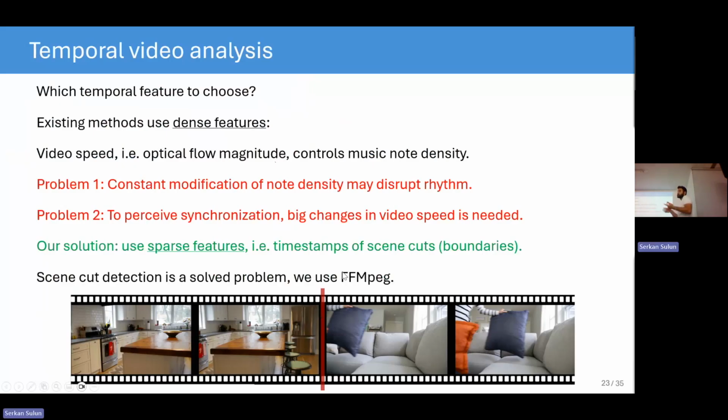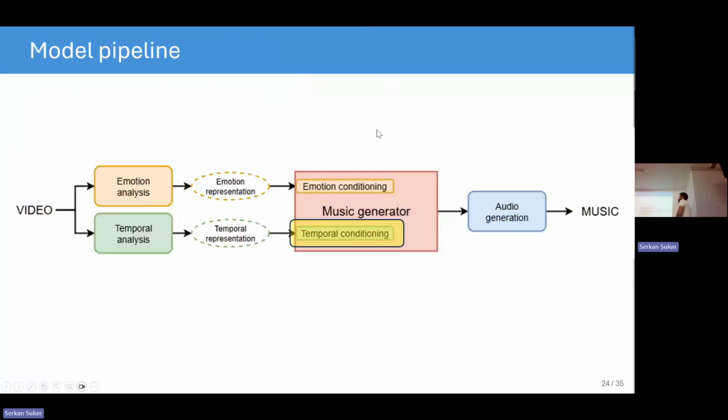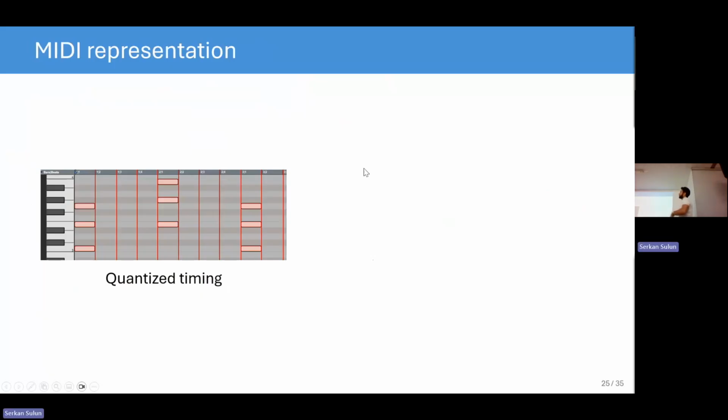Since scene cut detection in videos is a solved problem, we just use FFmpeg. There's not much need for research here. And then we move on to temporal conditions. So here we just get the scene cuts as timestamps. Now we can use these timestamps as the condition of the music generator. But before we do so, let's talk a bit about MIDI representation, especially the timing, because this will be important later on.